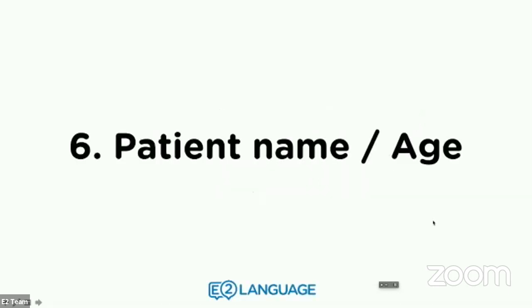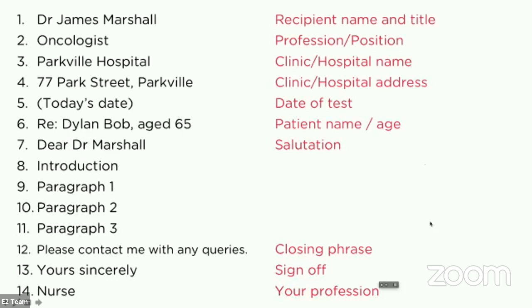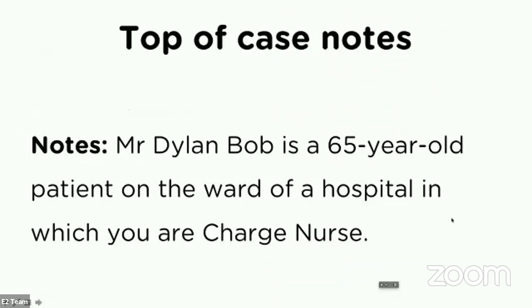Number 6, the patient name and the age of the patient. This is the 6th thing you need to write down for the letter format. If you have a look here, it says Dylan Bob, aged 65. Re stands for regarding, by the way, regarding, full colon, first name, family name, comma, aged, and the age of the patient. We get that from the top of the case notes. Right at the top of the case notes, it will say notes. Mr. Dylan Bob is a 65-year-old patient on the ward of a hospital in which you are charge nurse.